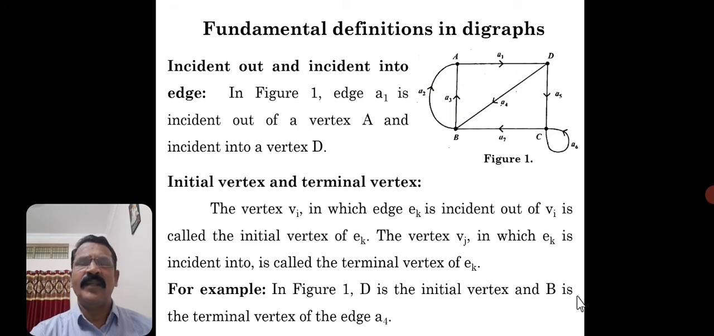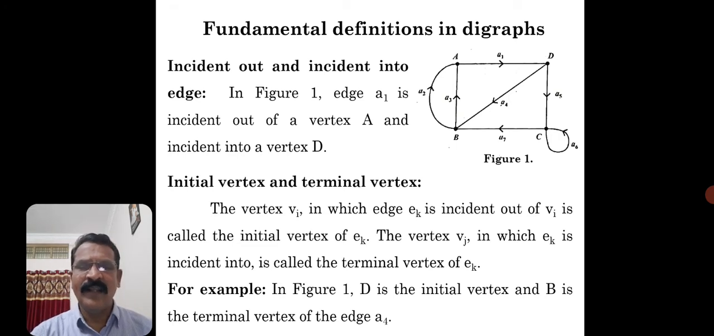Very simple. In the morning we are going from our house to college. So our house is the initial point, the initial vertex. We are reaching college, so college is the terminal vertex, if you consider only one edge between house and college.